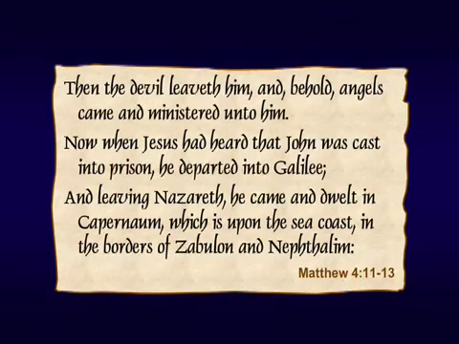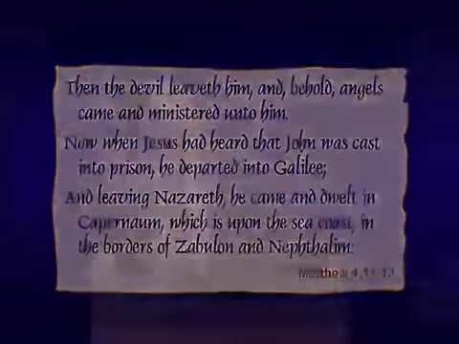Well, anyway, after all this, the devil leaveth him, and behold, angels came and ministered unto him. Now when Jesus had heard that John was cast into prison, he departed into Galilee, and leaving Nazareth, he came and dwelt in Capernaum, which is upon the seacoast, in the borders of Zebulun and Naphtali. I want you to recognize those tribal names. It's very important, and by the way, a whole year apparently is inserted here. The whole Judean ministry that John talks about is omitted by Matthew here.